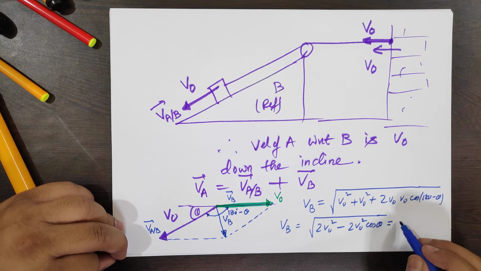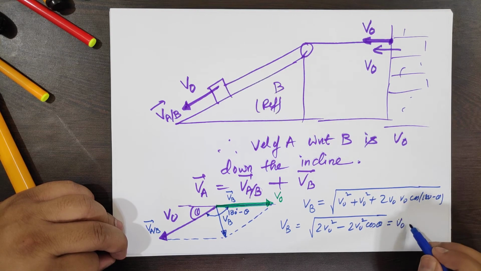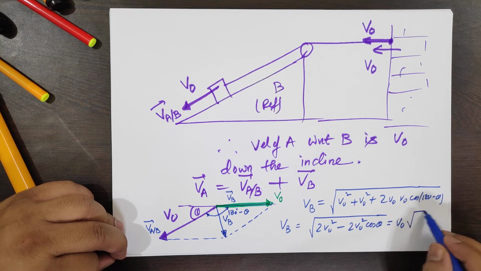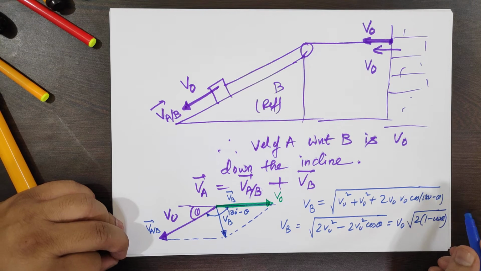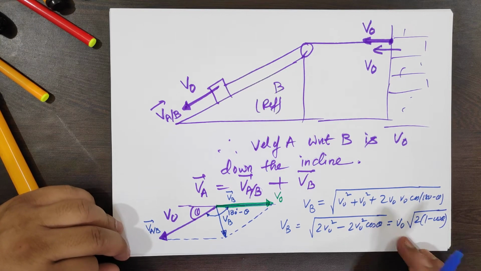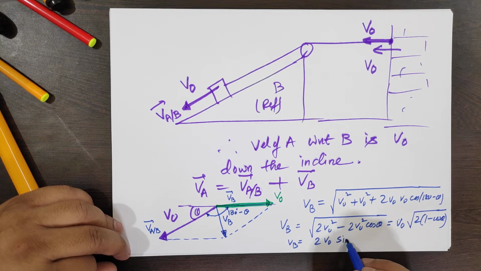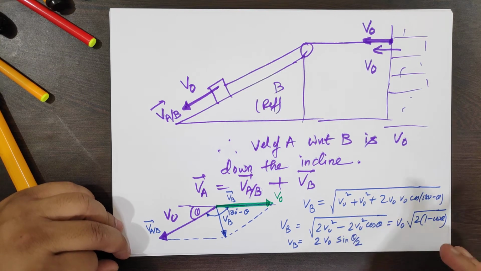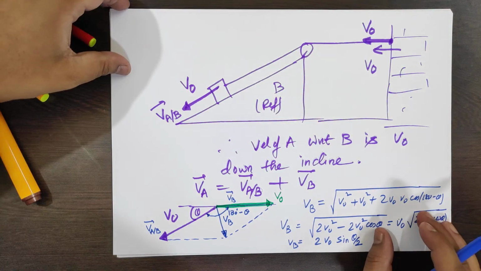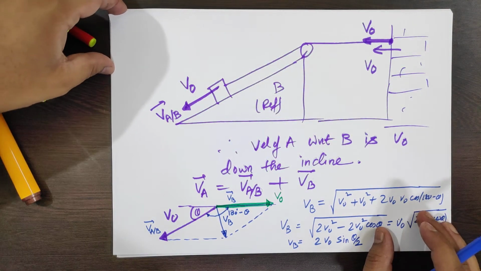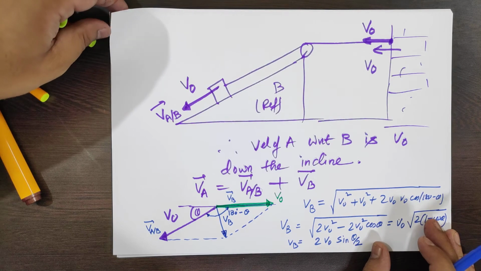If you want, you can simplify it. So V naught root over of 2 into 1 minus cos theta. It can be further simplified, 2 sine square theta by 2. So there you get 2 V naught sine of theta by 2. If you have studied multiple angle and submultiple angle, then you can express it like this.